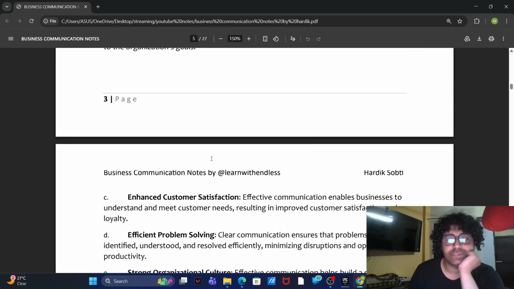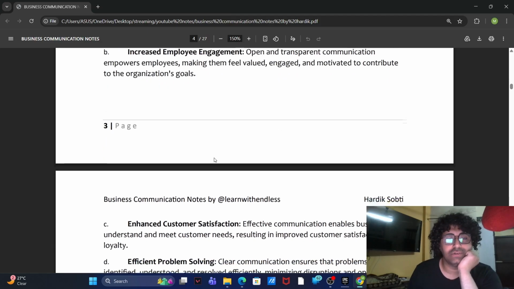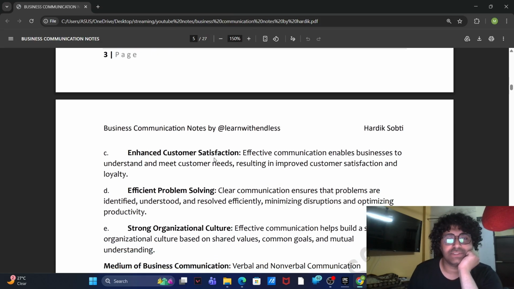Let's go through them in detail one by one. Improved internal and external relationships. Good communication fosters positive relationships among employees, teams, and external stakeholders, leading to better collaboration and business success. Increased employee engagement. Open and transparent communication empowers employees, making them feel valued, engaged, and motivated to contribute to the organization's goals. Enhanced customer satisfaction.